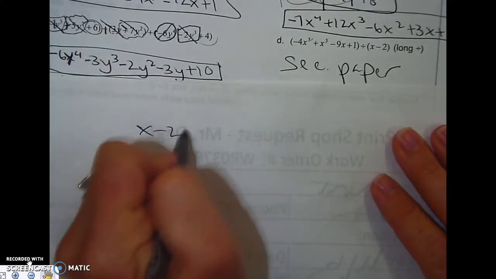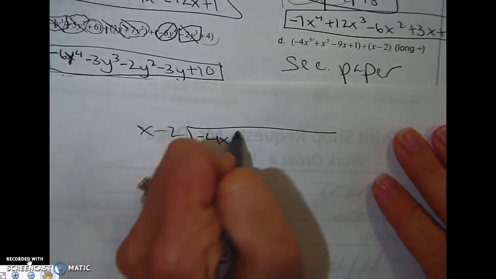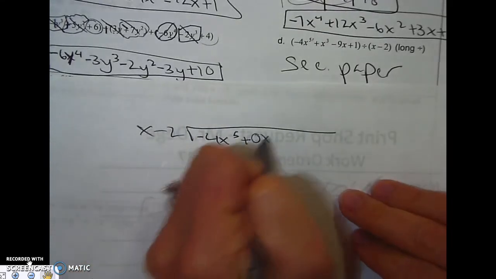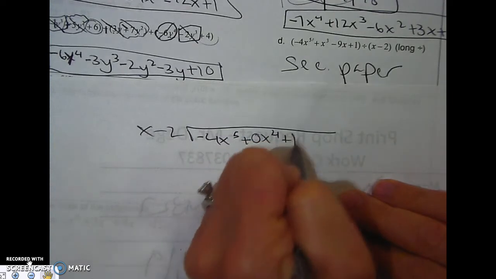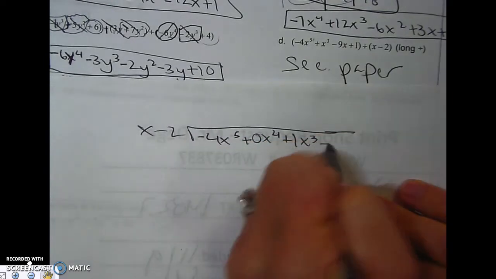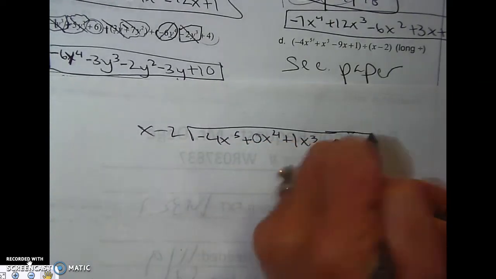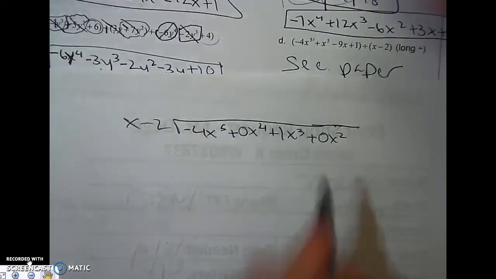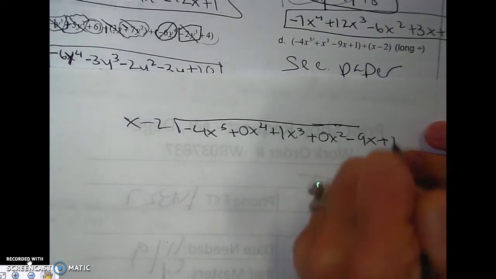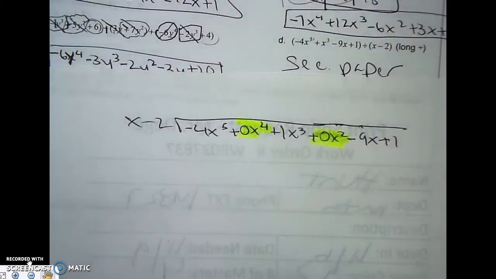So x minus 2, negative 4x to the 5th. There is no x to the 4th. Plus 1x cubed. There is no x squared. And don't put a minus. It confused a couple people. Nothing is nothing. And then minus 9x plus 1. So, if anything, make sure you see the zeros.